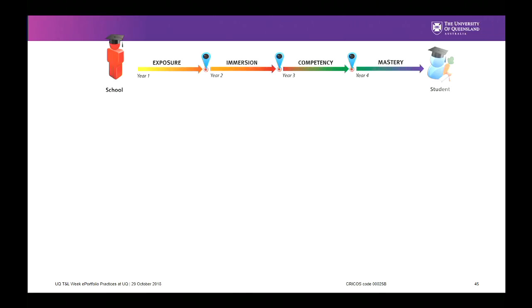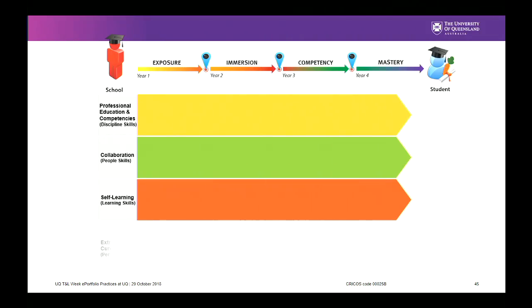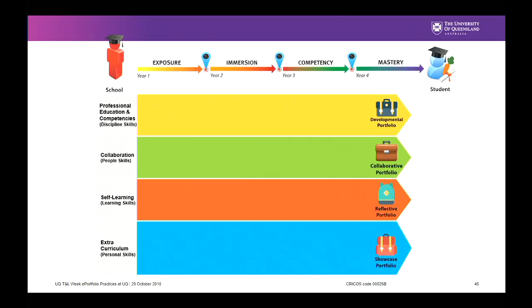The model is based on a common program duration of 4 years. Go by the principle it's easy to condense or reduce, then expand. Students progress from exposure to immersion to competencies and mastery. Students begin at the knowing stage and progress to the doing stage. The model covers different skill sets, the disciplinary skills, people skills, learning skills, and personal skills by integrating all models of use.